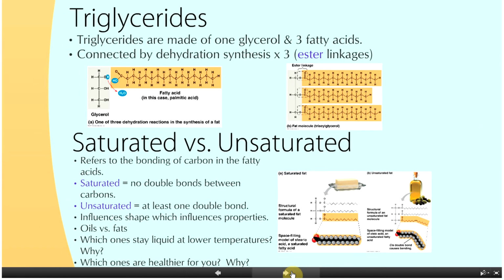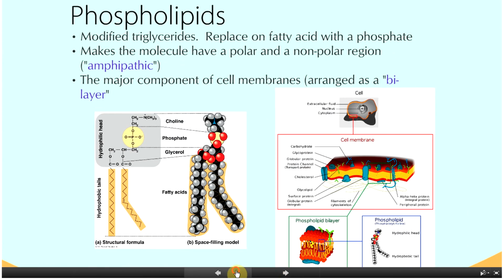Okay. The basic structure of a triglyceride molecule is two parts. One glycerol molecule. I want to see if it'll zoom in for me.